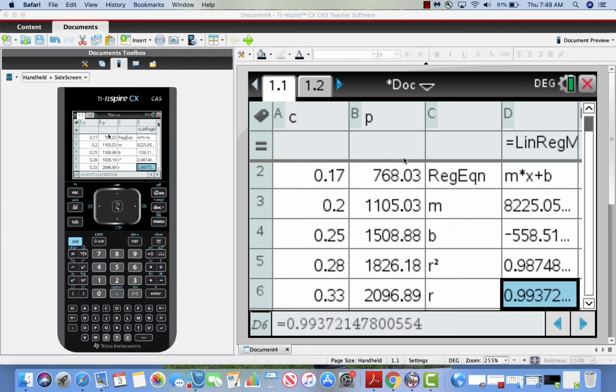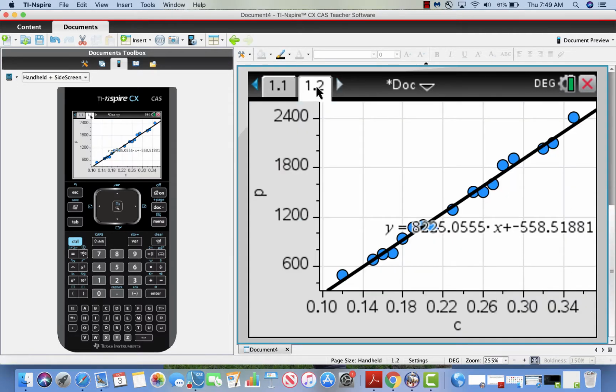So I'm going to show you how you can get to the residual plot. And remember, we want the residual plot to be random. I have all of my data still typed into my calculator here. I've already calculated my linear regression model over here. And then on the second page, I still have my scatter plot with the equation and the line.